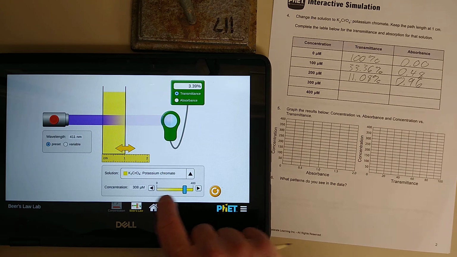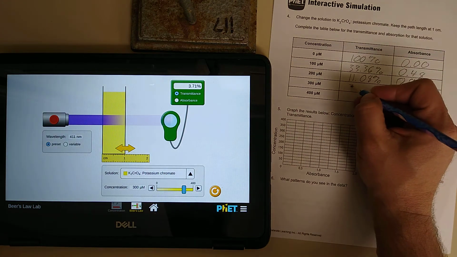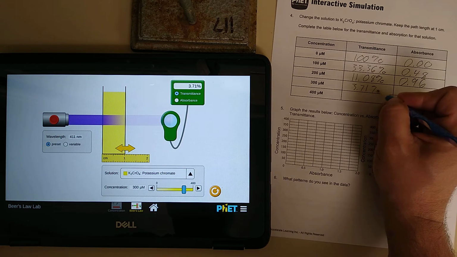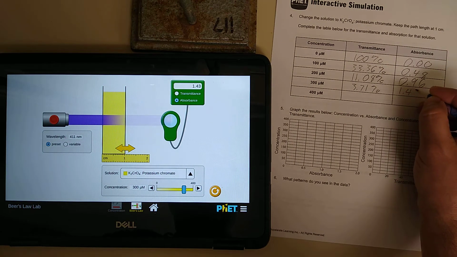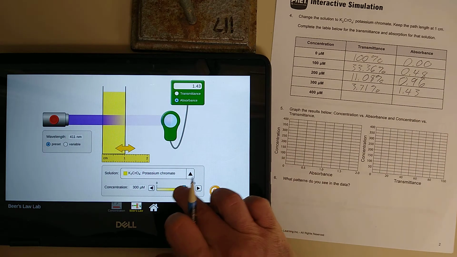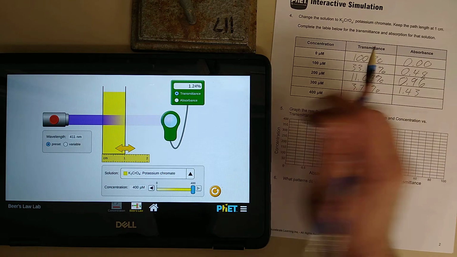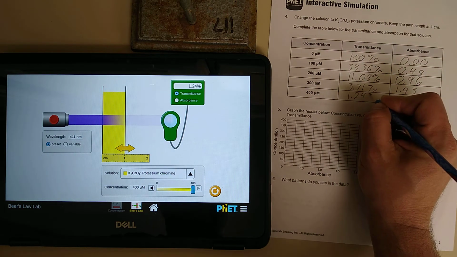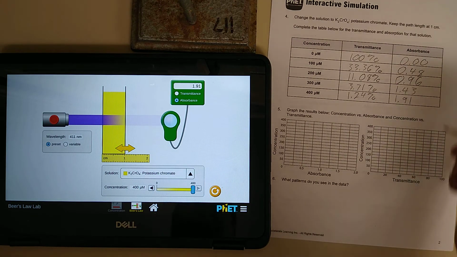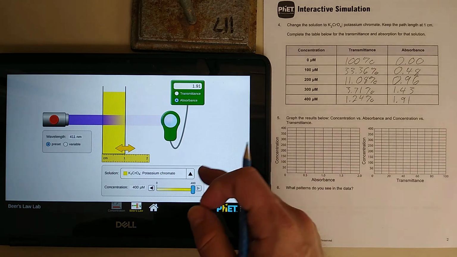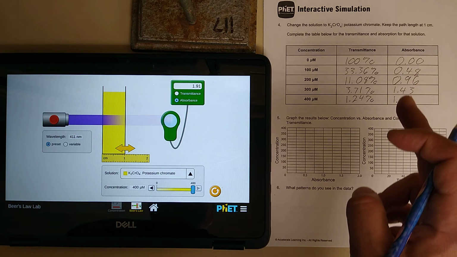So at 300, we only get 3.71%. And absorbance, 1.43. And then at full 400 concentration, we only get 1.24%. The absorbance 1.91. Okay. So as we add more and more of the stuff in there, the less light gets transmitted through, the more of it gets absorbed.